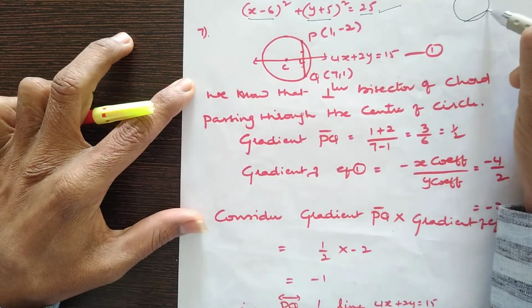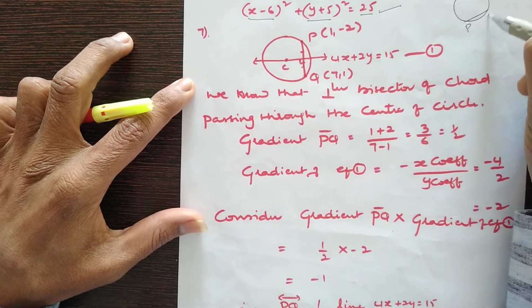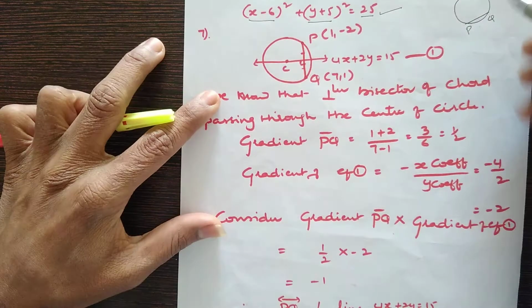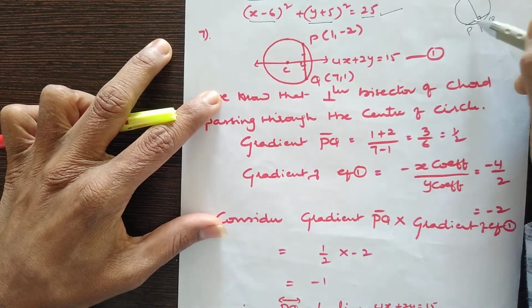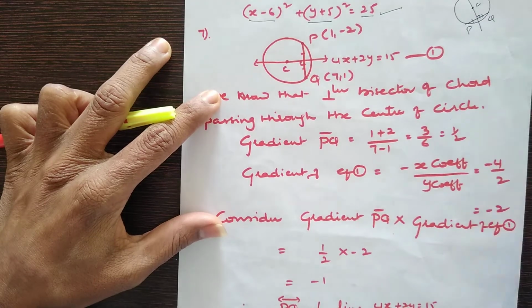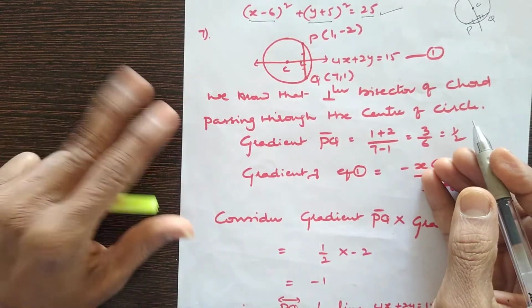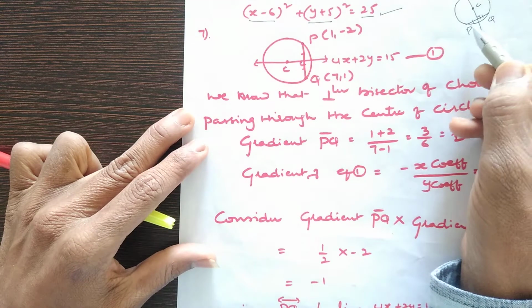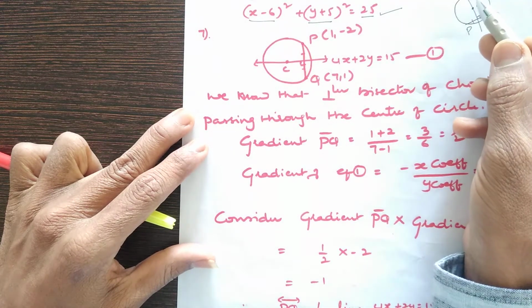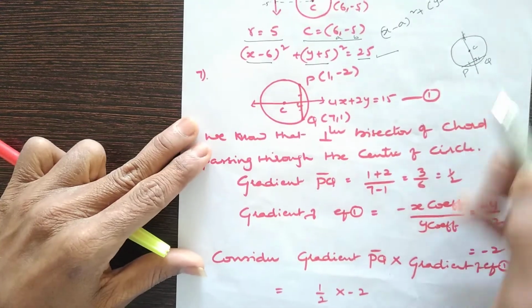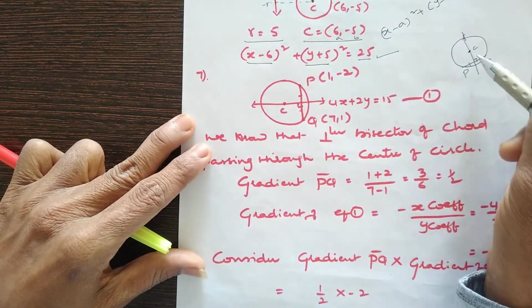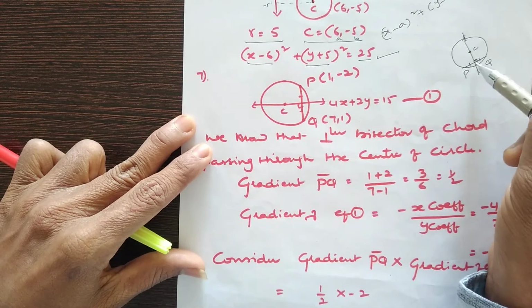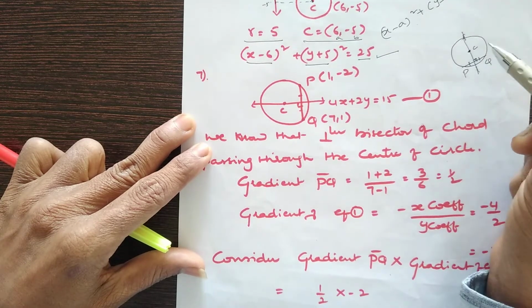Suppose I am taking any chord of the circle. The perpendicular bisector of this chord is passing through the center of the circle. You need to remember that: the perpendicular bisector of any chord is passing through the center of the circle. Perpendicular bisector means it should be perpendicular and bisecting. This line is passing through the center of the circle.